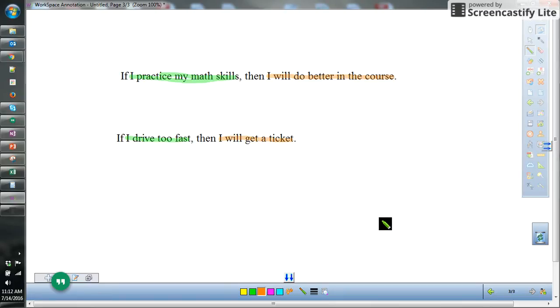All right, so that's just a quick overview of what a statement is in your math course and what the different parts of a statement are, the hypothesis and the conclusion.